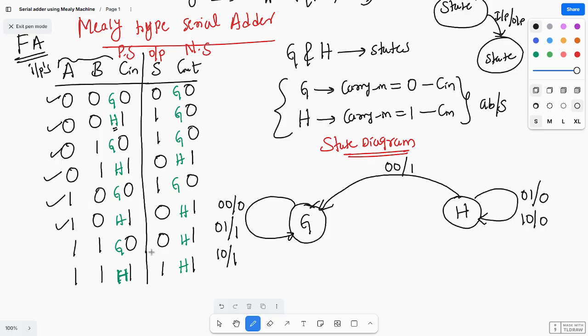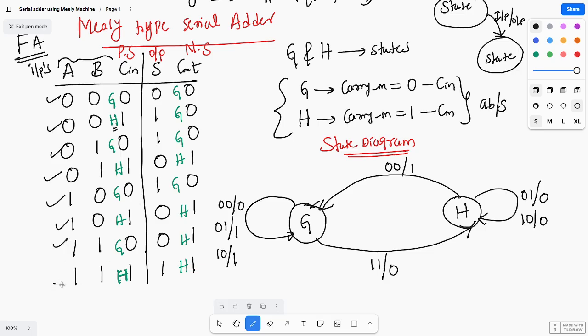Next, you are at G. Present state is G. What is the next state? It is coming to H. What are the inputs? Inputs are 1, 1, and the output is 0. Okay, and next this is over.